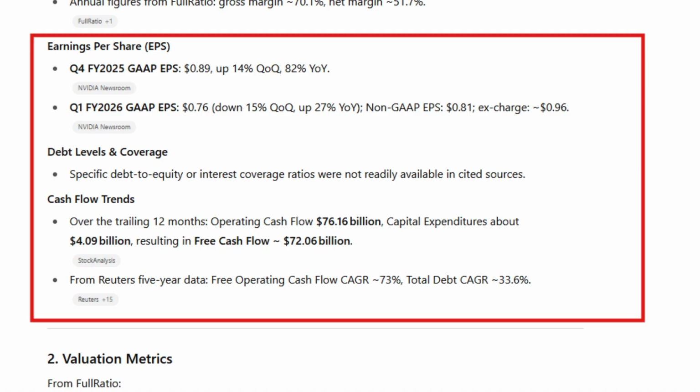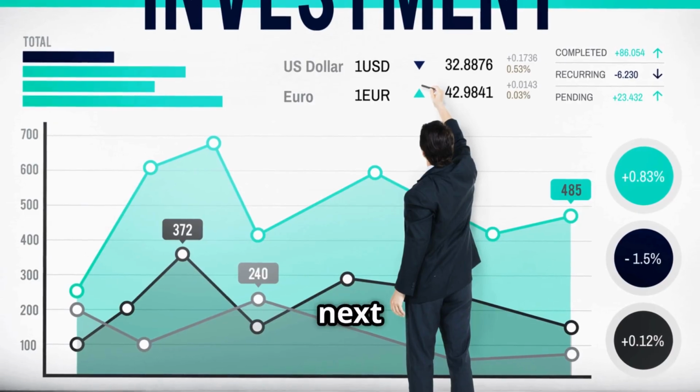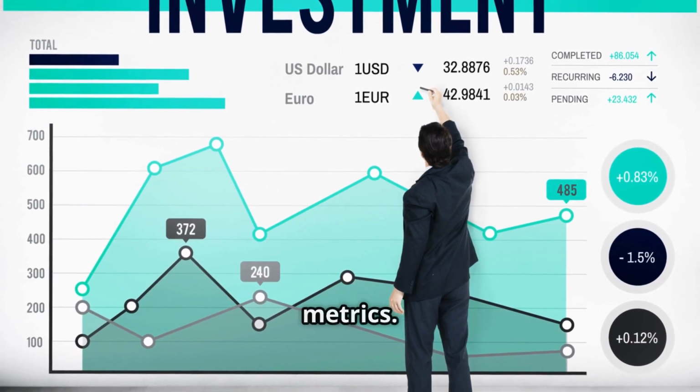ChatGPT also provides the debt-to-equity ratio, indicates whether a company is debt-free, and offers cash flow analysis. It indicates whether the company is financially stable. The next things to note are valuation metrics.